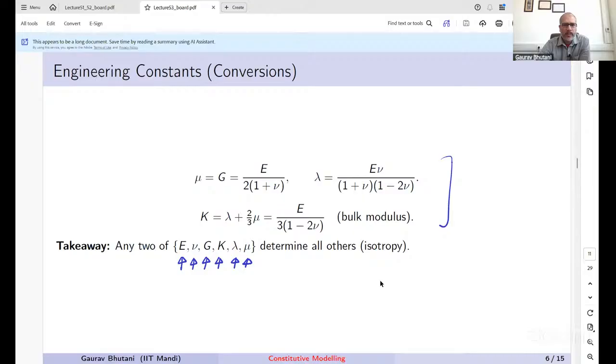So these constants can be used, you just need two of these. Either you can express them as Lame constants or any two of the properties that are required to express the constitutive model uniquely.